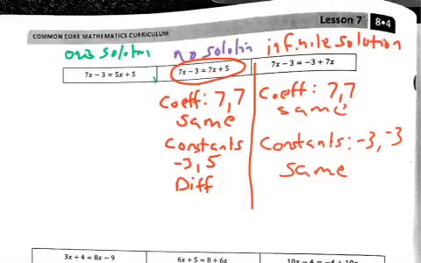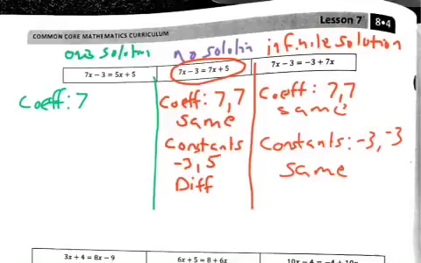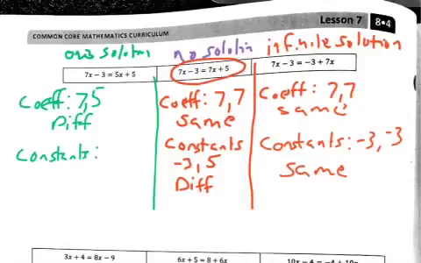And then finally, let's go back to one solution. Take a look at the coefficients. Again, I'm going to abbreviate. So what are the coefficients in this one? Well, this one, notice, the coefficients are 7 and 5. I would say they are different. And then the constants, in this case, 5 and -3, they are also different.